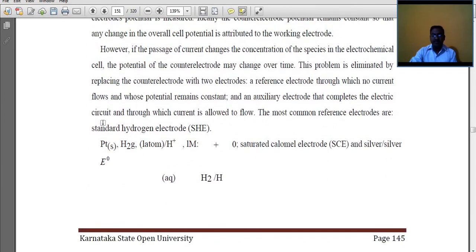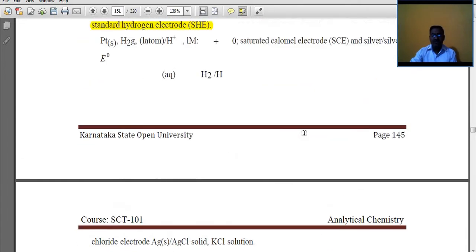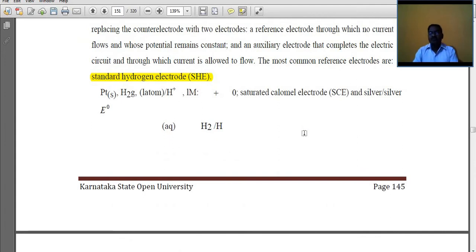The most common reference electrode is what? Standard hydrogen electrode. The standard hydrogen electrode is constructed by using 1 molar hydrochloric acid. The platinum electrode is dipping into that 1 molar hydrochloric acid solution by passing pure hydrogen gas into that, maintaining 1 atmospheric pressure. The platinum electrode acts as a hydrogen electrode. The electrode potential value of SHE is 0. That's why that is used as a reference electrode.